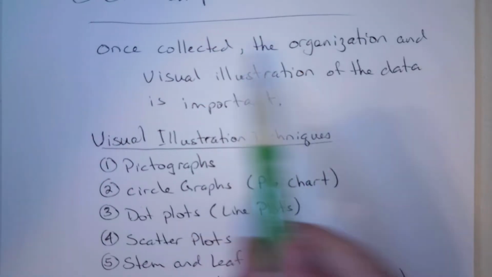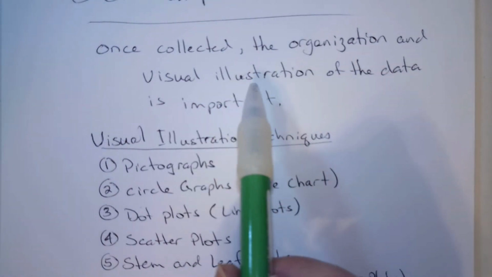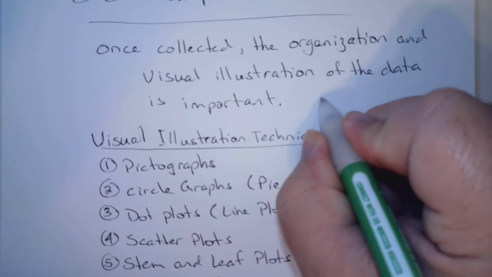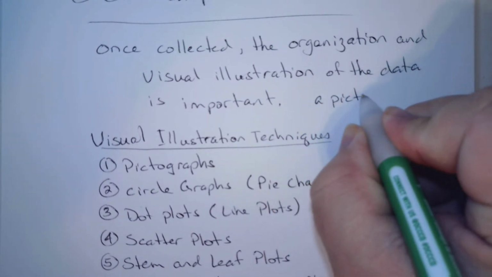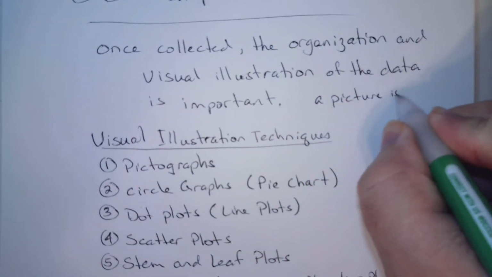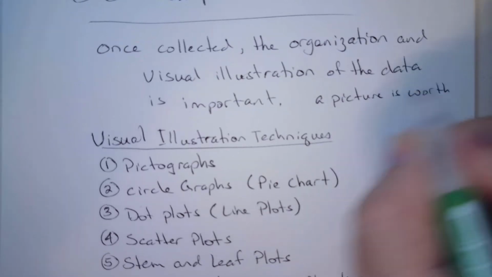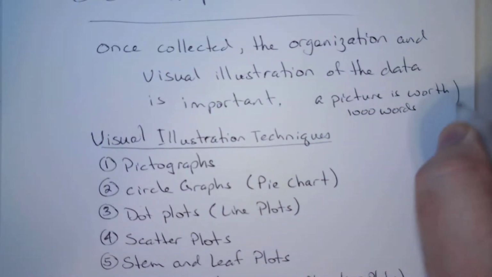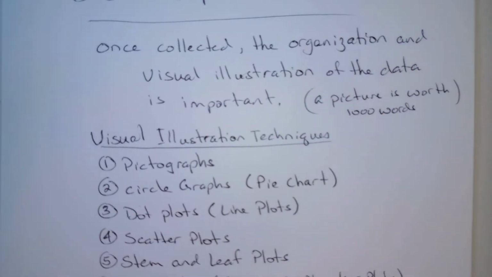Once collected, the organization and visual illustration of the data is very important. As I say, a picture is worth 1,000 words. And that's what I'm saying, is we're going to take our data and make it look like a picture, so when you look at the picture you can interpret what the data is saying.